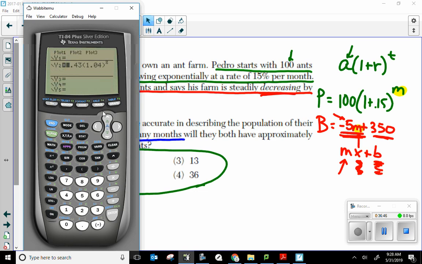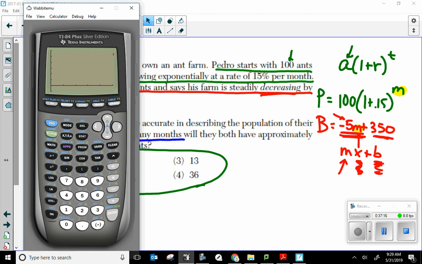So let's go down here, clear this bad boy out. I thought I cleared that bad boy out. Let's put in Pedro here. It's 100 times 1 plus 0.15, raised to the x. Very good. The next one is -5x plus 350. Let's graph this, and we probably aren't going to see the intersection point because our window is still messed up.